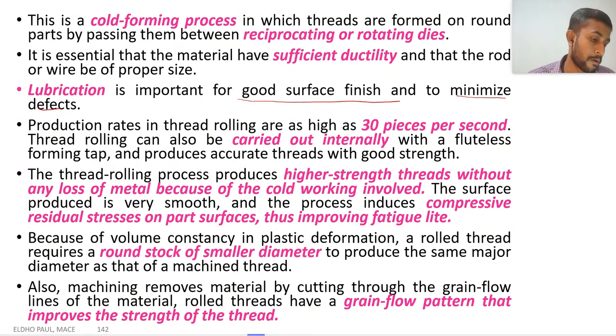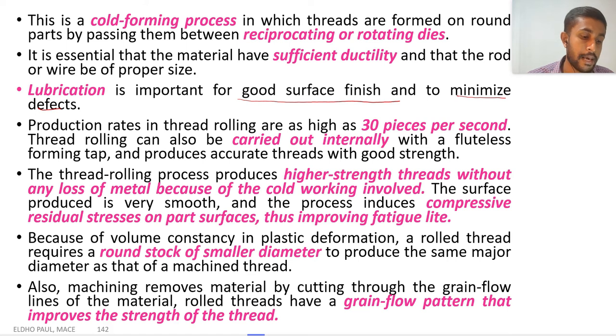Production rate in thread rolling can be up to 30 pieces per second. It is based on the equipment used, but we can attain a production rate up to 30 pieces per second using this thread rolling process, which is comparatively very much higher than that of the machining process. If you use a machining process for making threaded fasteners, we cannot make this many pieces per second. If you are using a lathe, it may take almost 10 minutes to make one threaded fastener. Here we can see thirty threaded fasteners per second can be made using this thread rolling process.